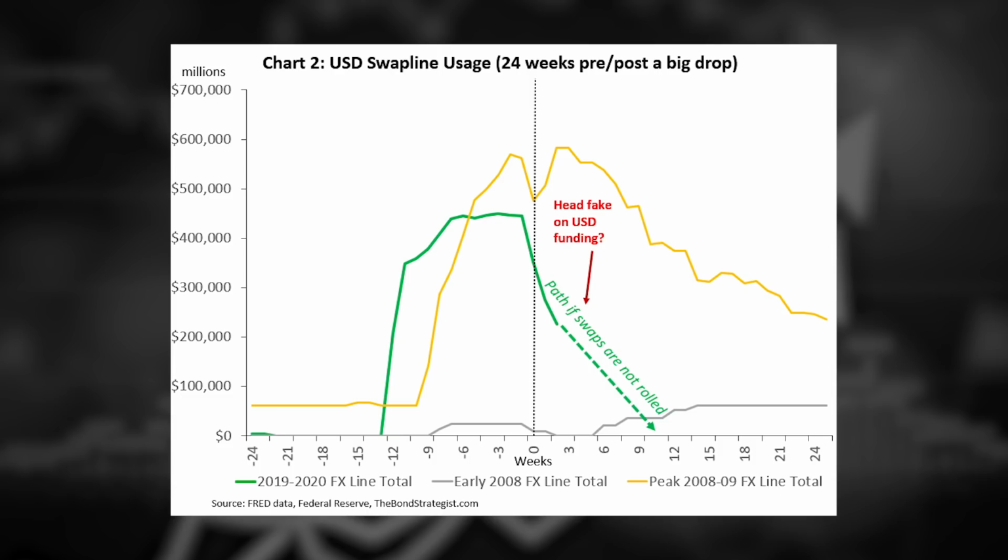Yeah. Go down to chart number 2, and this is USD swap line usage, 24 weeks pre-post a big drop. Just for the podcast listeners, we've got a chart here on the left. It goes from 0 up to 700, 700 billion? Yes. And then the middle is 0 days. It goes to negative 24 days on the left, and from 0 days in the middle to positive 24 days on the right.